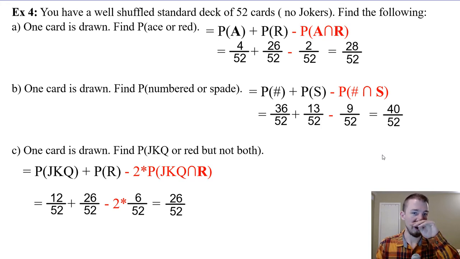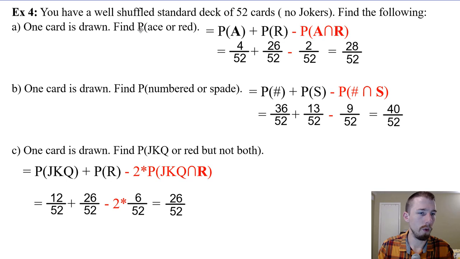All right, example 4. You have a well-shuffled standard deck of 52 cards with no jokers, so otherwise it would be 54. Find the following. All right, so these might be a little bit difficult for you, but we're going to go through them together, especially if you're not really familiar with cards. So there are 4 suits, and then there are 13 ranks.